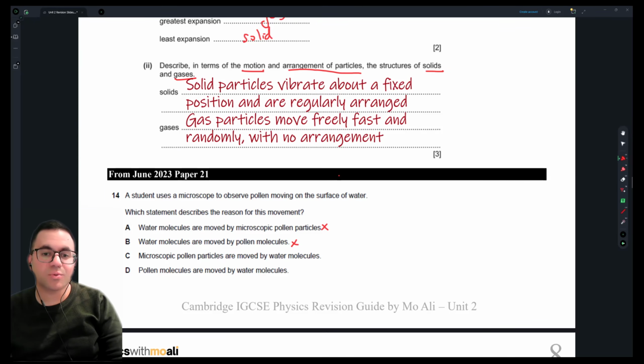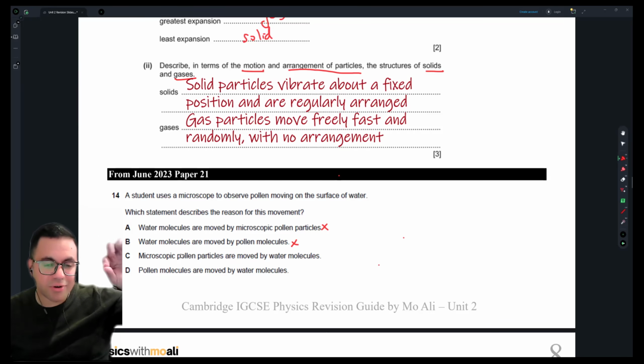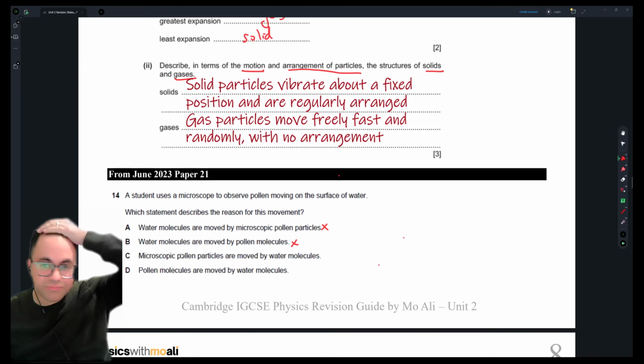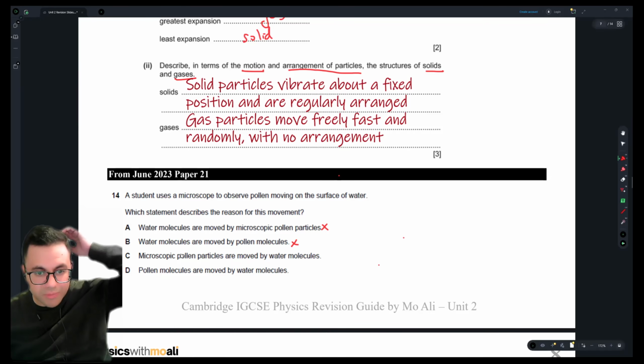The correct answer is what? C. Why? That's a very important thing to ask. Why is it C? Look at the language. Microscopic. Because what do we use to see pollen grains? A microscope. They're small. This is what you need to understand. Even these are very small. Okay? Microscopic pollen particles are moved by water molecules.